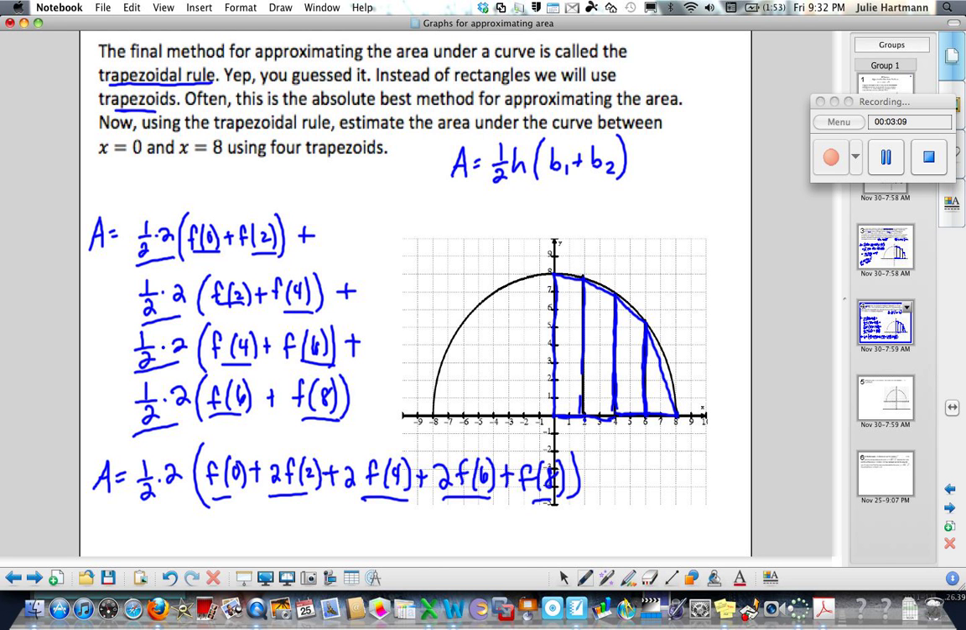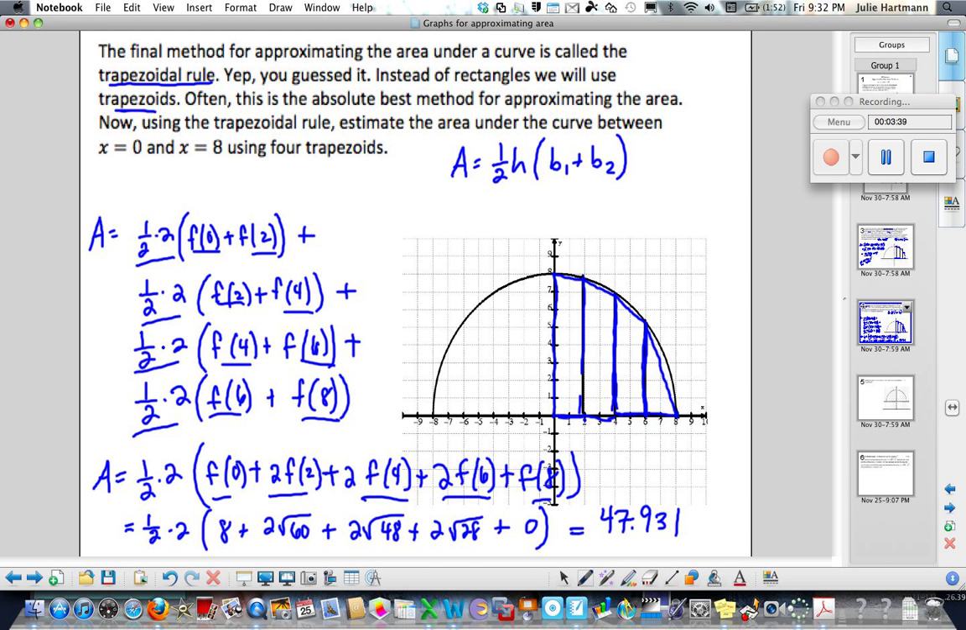Okay, so figuring this out, we have 1/2 times 2. f of 0 is 8. f of 2 is root 60. f of 4 is root 48. f of 6 is root 28. And then finally f of 8 is 0. When you figure that out, you should get 47.931.